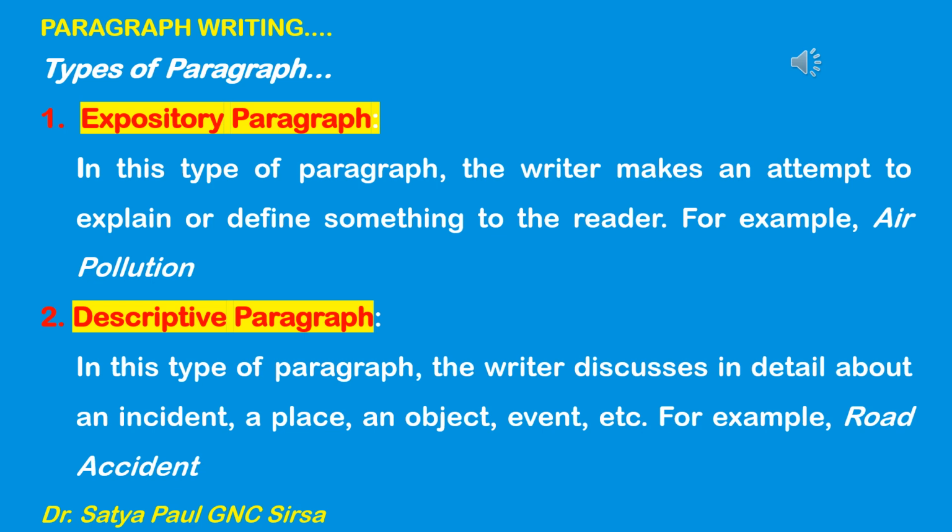We talk about descriptive paragraph. In this type of paragraph, the writer discusses in detail about the incident or a place or an object or a person or event or anything. For example, road accident. Whatever has happened, we discuss in detail.